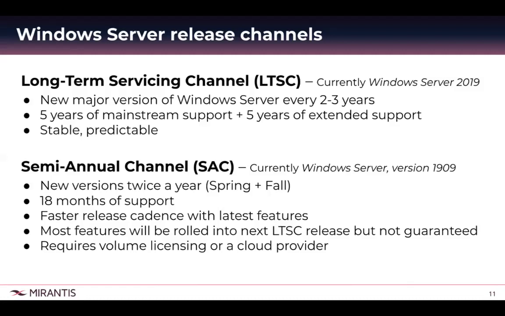The semi-annual channel is different in that Microsoft ships a new version every 6 months, typically in the spring and in the fall. 1909 was just released a few months ago. These come with all the latest features, so these are much more bleeding edge. For technologies that are emerging, such as containers and Kubernetes, the semi-annual channel is where Microsoft puts all of their newest and shiniest features first. Then every time they cut a new LTSC, those features typically are rolled back into that LTSC branch.